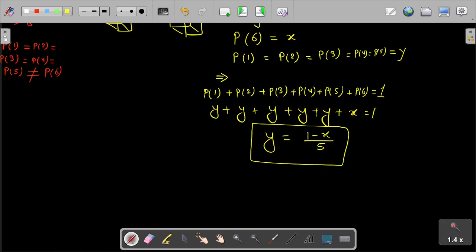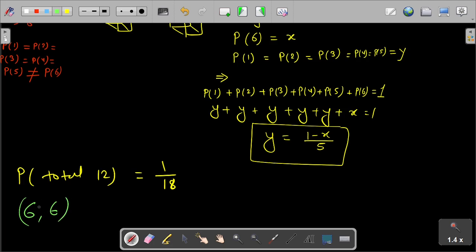Now the question says the probability of getting a total of 12 is 1 upon 18. There is only one case to get a total of 12: we should have 6 and 6 on each dice. The probability of getting 6 on the first die is 1 by 6, because it is a fair dice, multiplied by the probability of getting 6 on the second, non-fair dice, which is x. This should be equal to 1 over 18.